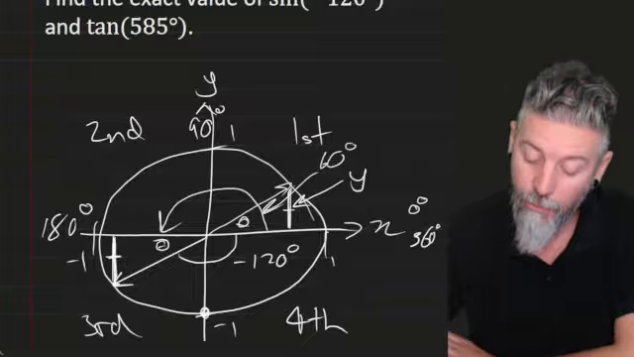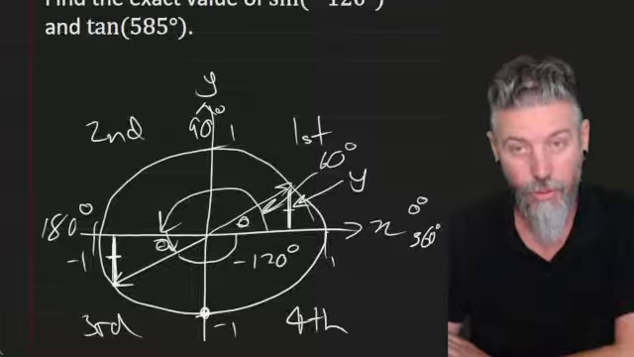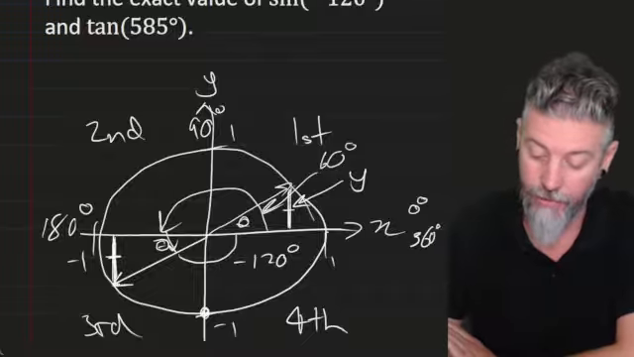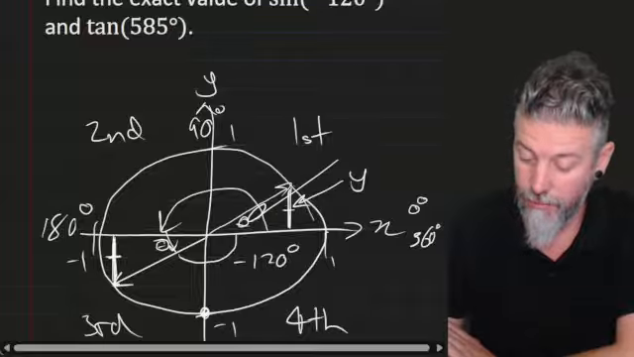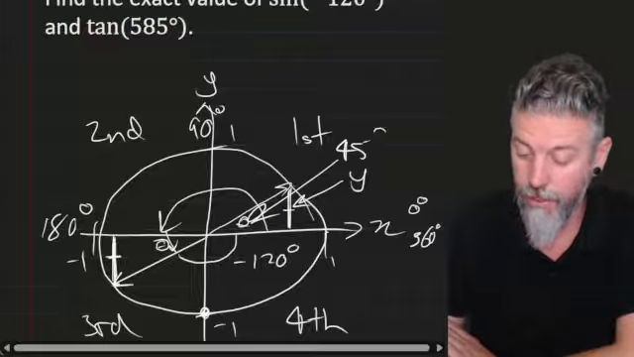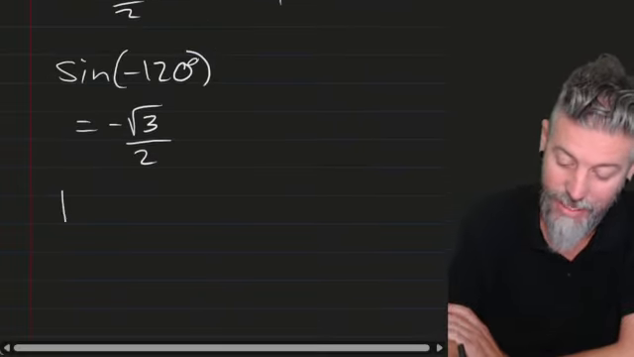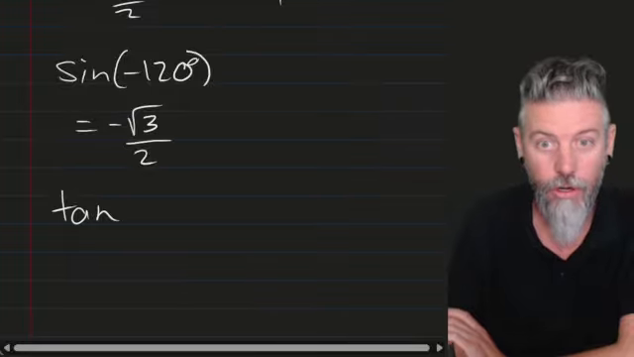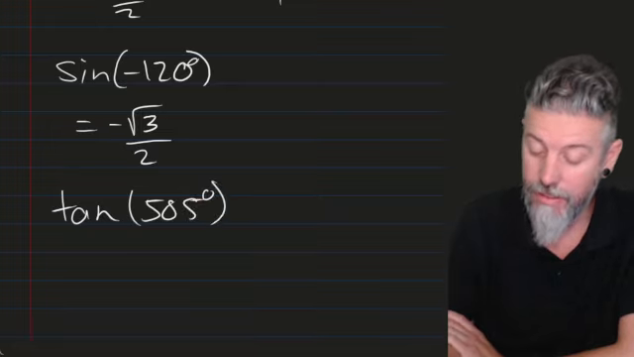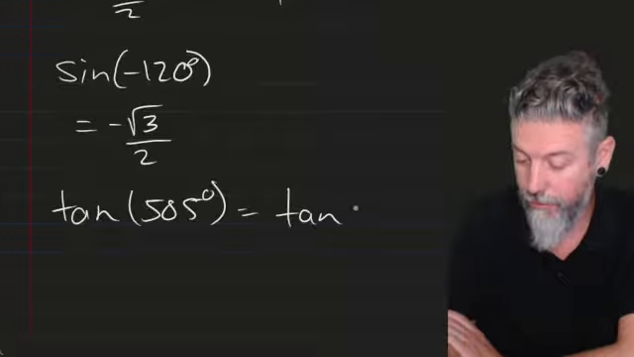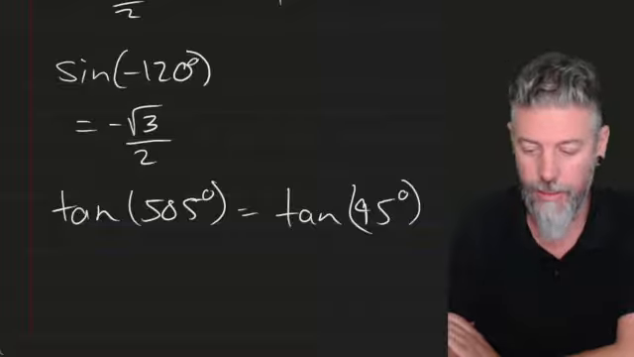And then we need another 45. So then we're coming again into this quadrant here to get our 45-degree angle. And now our primary angle is not 60 from the last question, it's 45 degrees. So now we would do tan of 585 degrees is the same as tan 45 degrees. However, we need to consider, is it positive or negative?